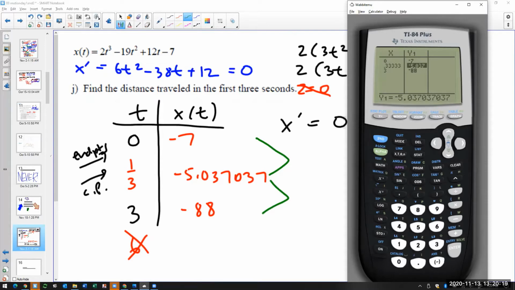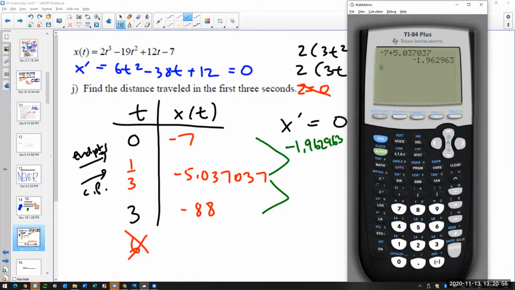So the difference between negative 7 and negative 5 is, let me go to second quit. Second quit clears your screen, goes back to your home mode. It's going to be negative 7 minus negative 5. You're really just finding the distance between those 2 points. So it's negative 7 minus negative, which would be plus 5.037037, and that gives me negative 1.96. I'm going to go a little bit more than 3 decimal places, so I can be at least 3 decimal places accurate.